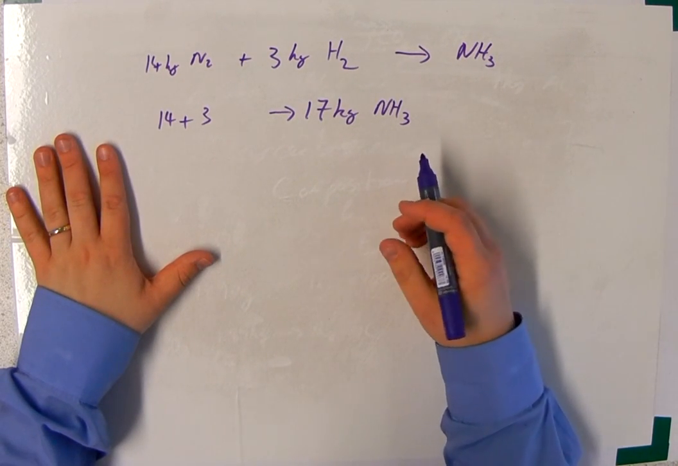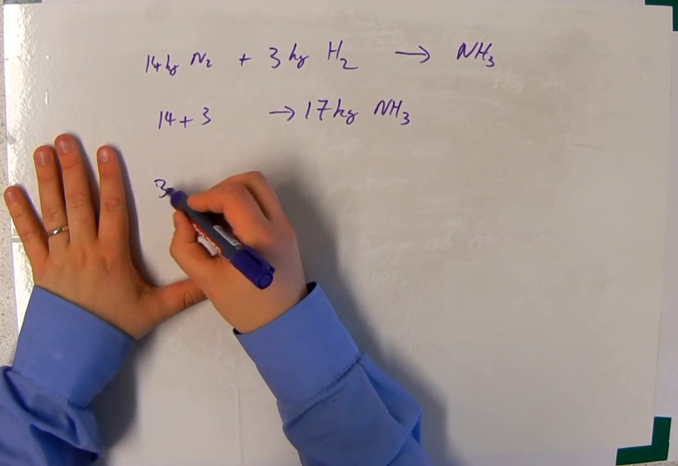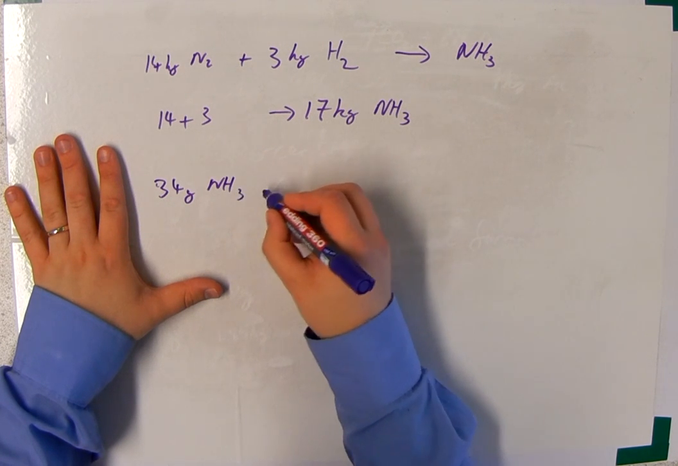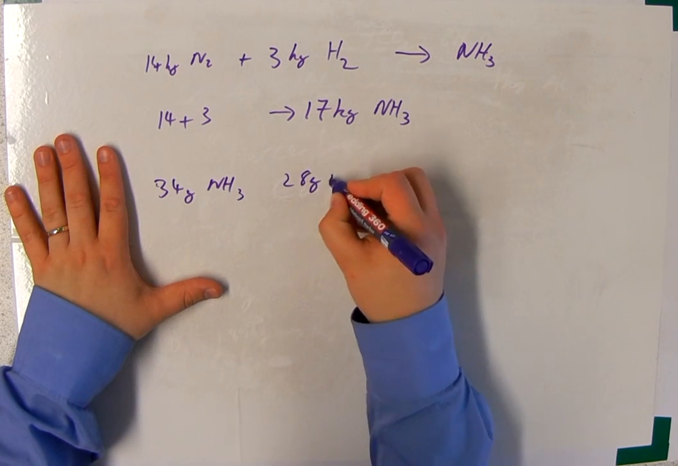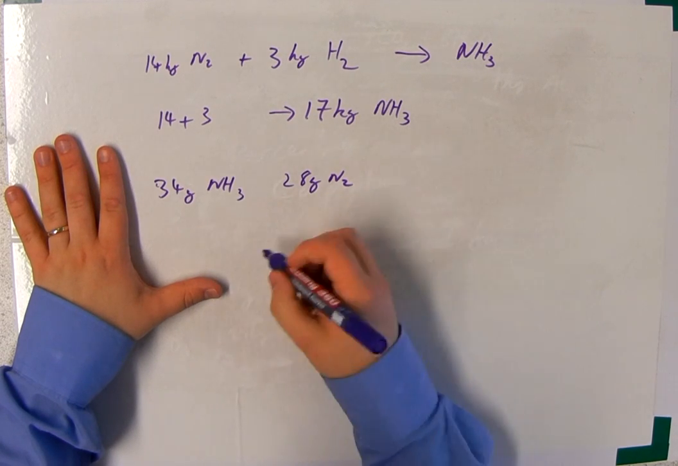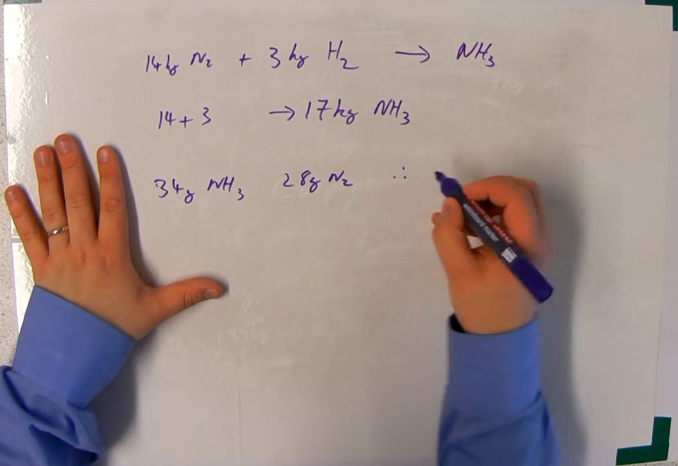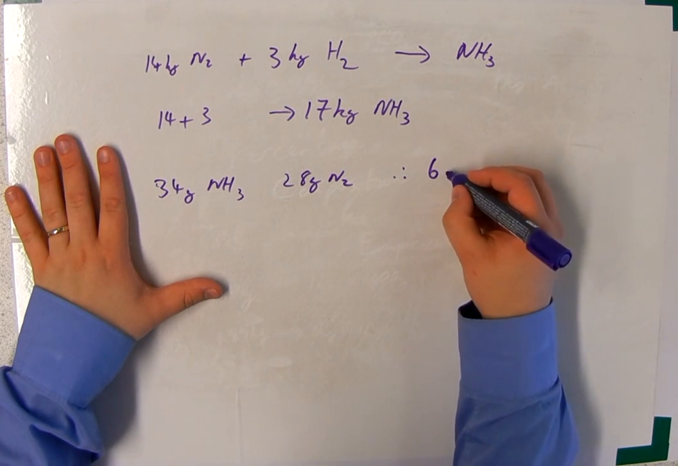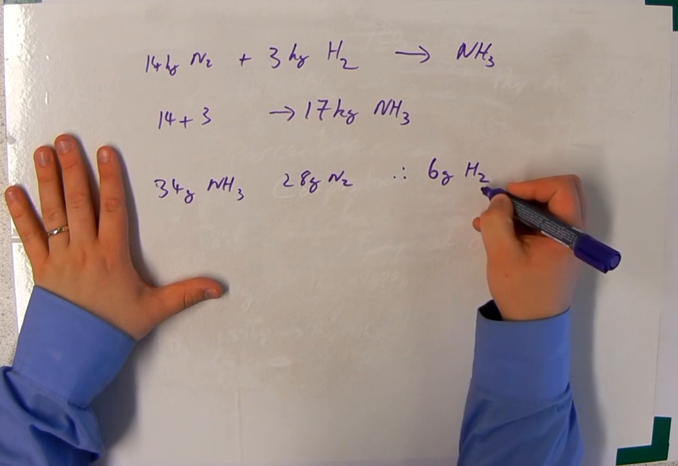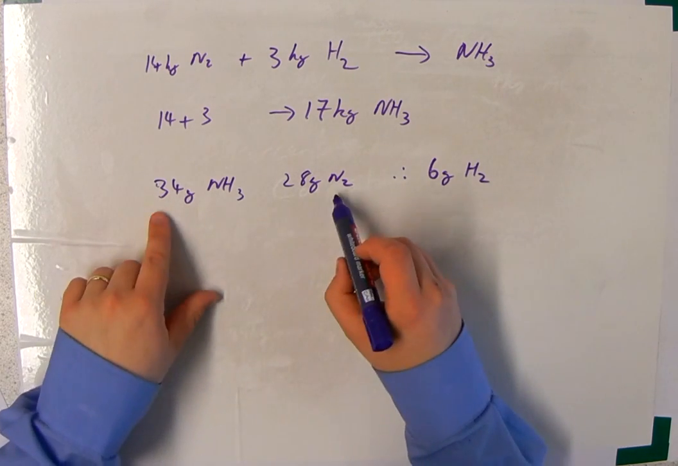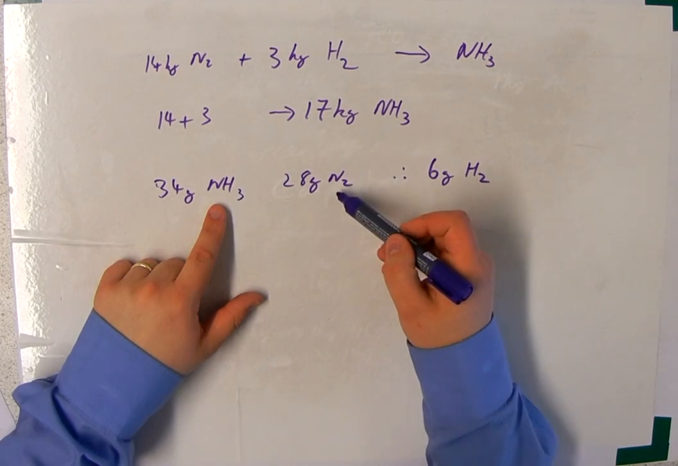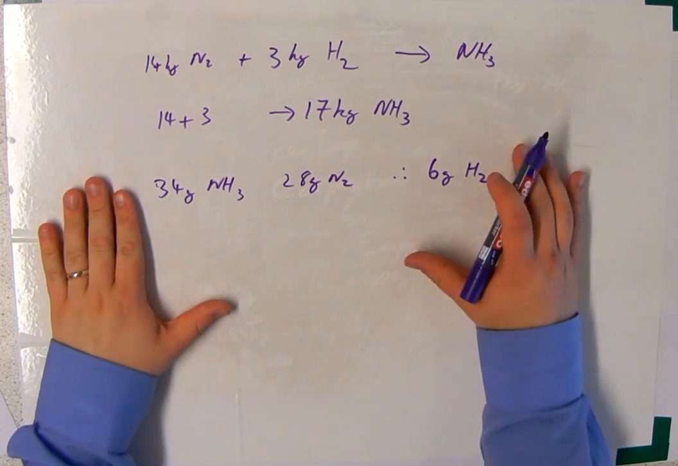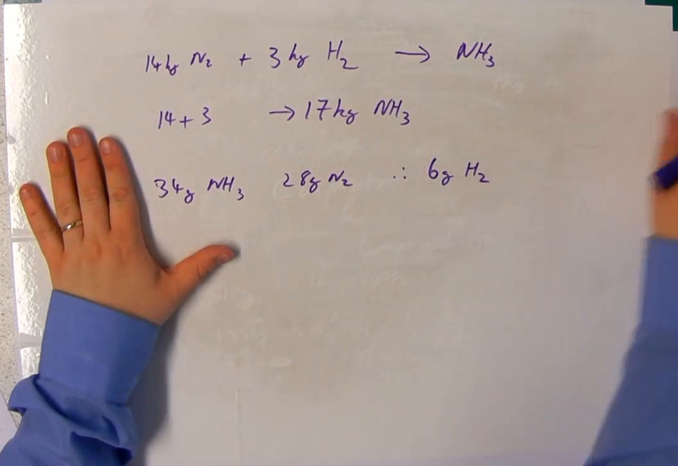The other way of thinking about it, go the other way. We had 34 grams of ammonia, which we know contains 28 grams of nitrogen. It must contain 6 grams of hydrogen. Just the way it must be, because all we've got is nitrogen and hydrogen. We know how much nitrogen we've got. Left over must be hydrogen. So conservation of mass makes that sort of calculation quite straightforward.